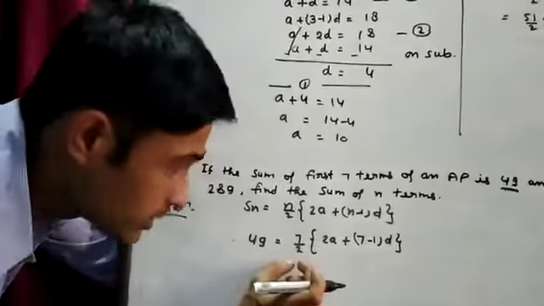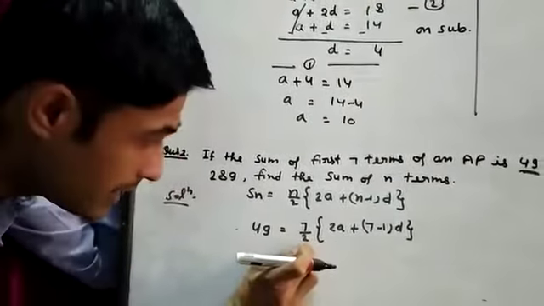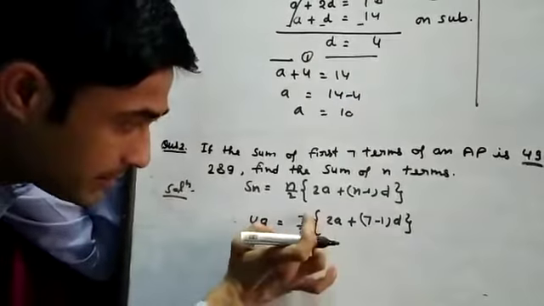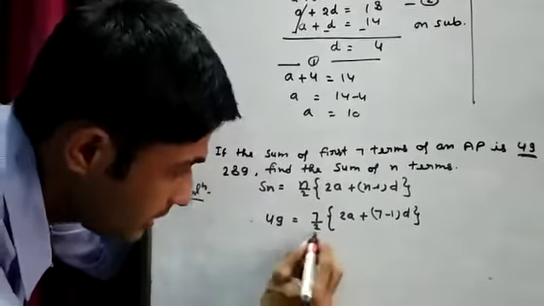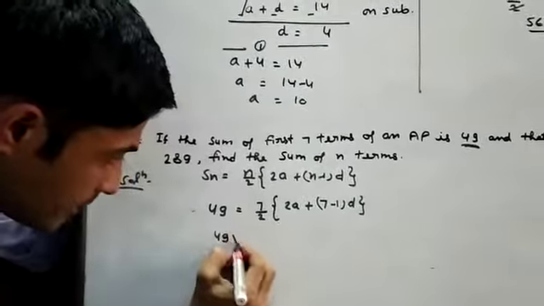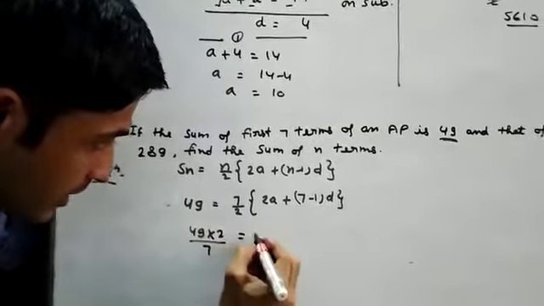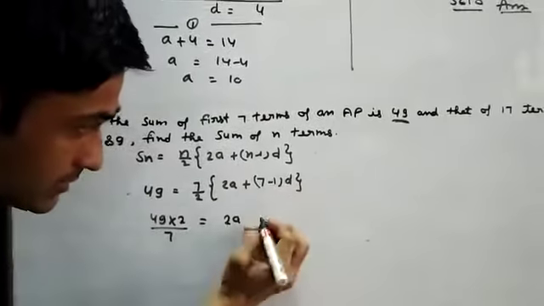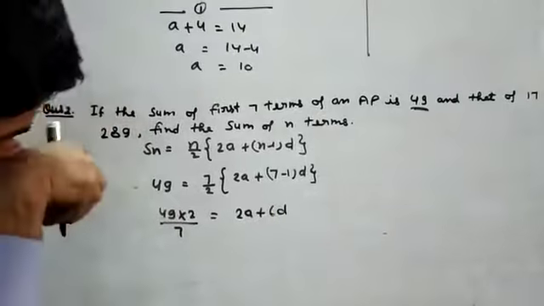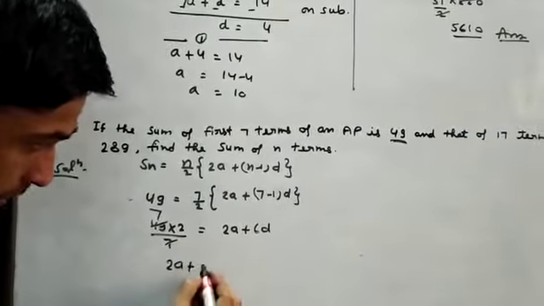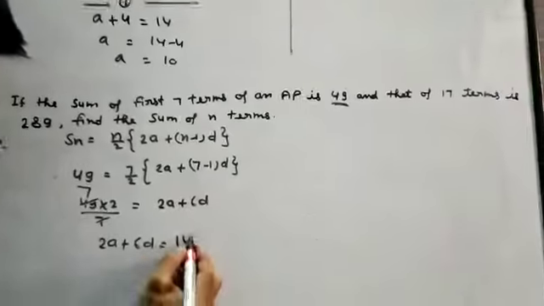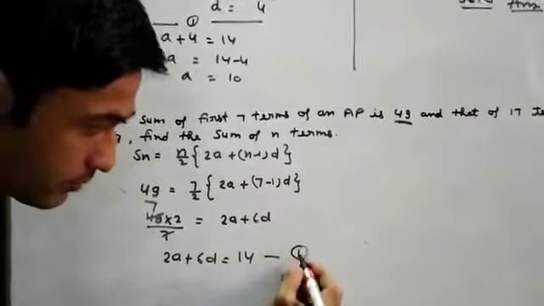Now look students, here 2 is in division, so I convert it into multiplication. Same as 7 is in multiplication, so I convert it into division. Means you can write 49 multiplied by 2 upon 7 equal to 2a plus 6d. 7 times 7, 2 sevens are 14, means 2a plus 6d is equal to 14. This is equation 1.